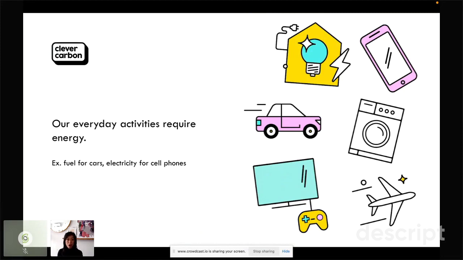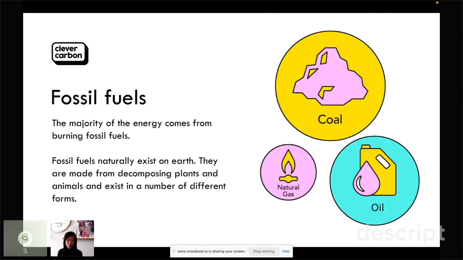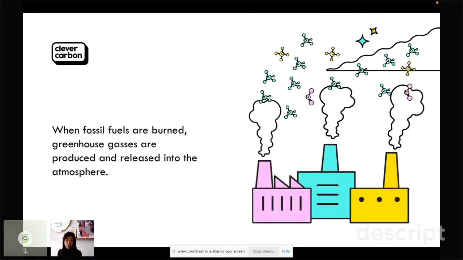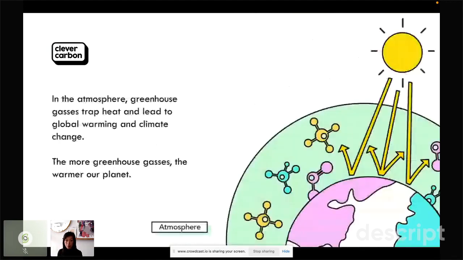And today, most of our energy comes from fossil fuels. Fossil fuels naturally exist on Earth, they're made of decomposing plants and animals, and they come in different forms. But when we burn fossil fuels, we produce greenhouse gases, and those get released into the atmosphere. When greenhouse gases accumulate in the atmosphere, they trap the heat from our sunlight, and this leads to global warming and climate change. So the more greenhouse gases we have in the atmosphere, the warmer our planet.